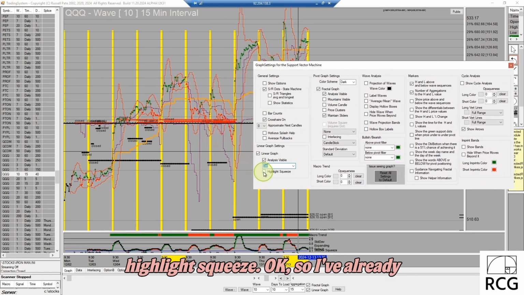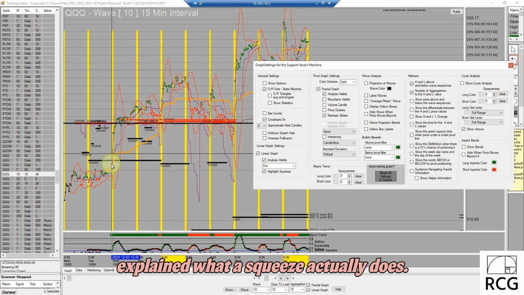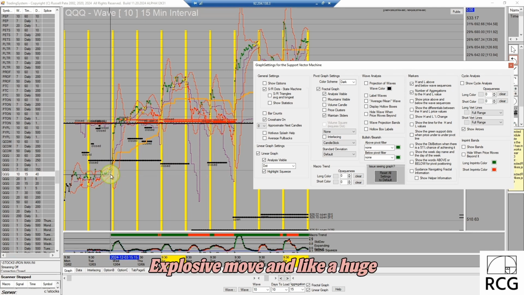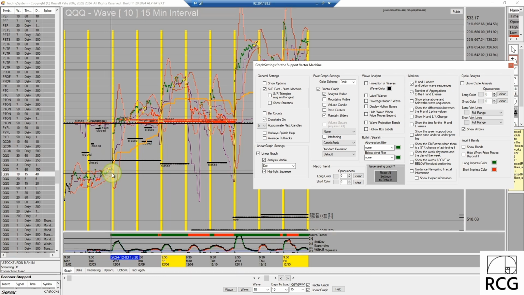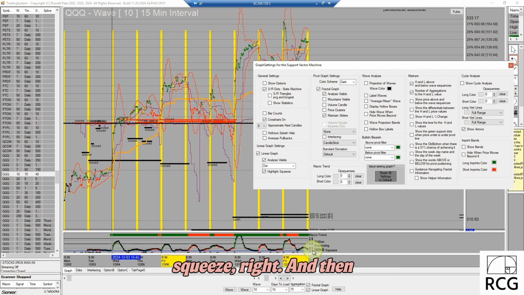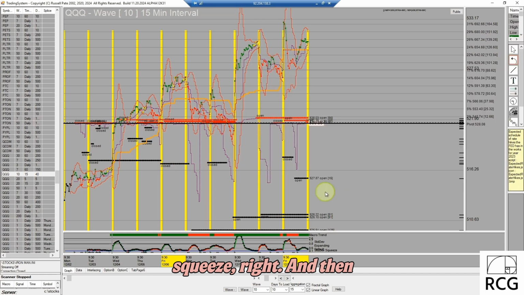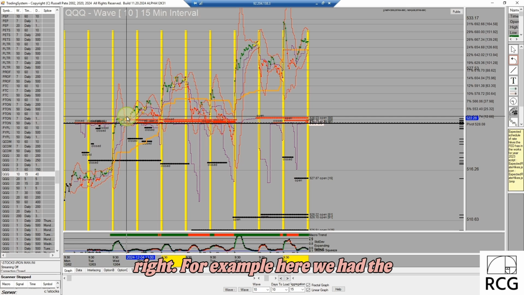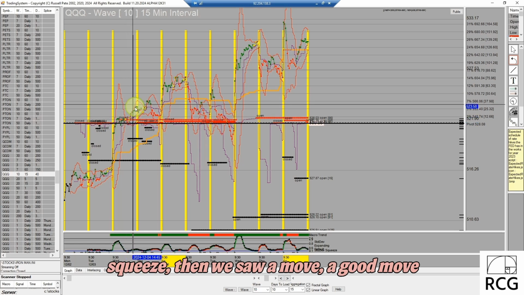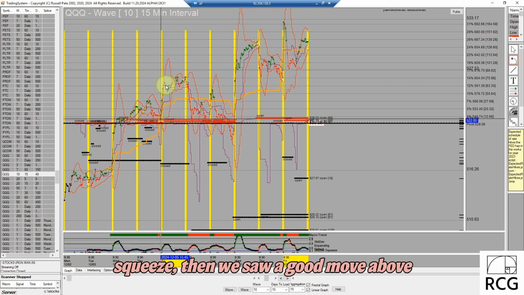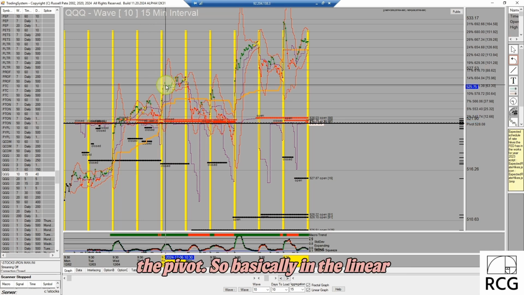Then we have the highlight squeeze. Okay, I've already explained what a squeeze actually does. Basically, it initiates an explosive move and a huge volatile move in the markets, like right here. You see the market was in the squeeze, right? And then we saw a huge move above the pivot, right? For example, here we had the squeeze, then we saw a good move, and then here we had the squeeze, then we saw a good move above the pivot.